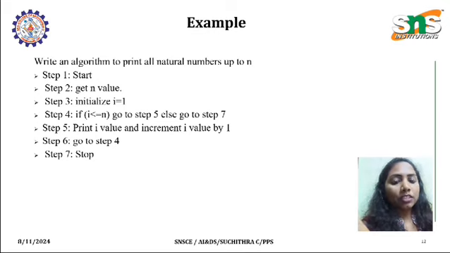The example is printing all natural numbers up to n. Step 1, start. Then we get the n value and initialize i equal to 1. If i is less than or equal to n, go to step 5, else go to step 7. Step 5 is print the i value and increment i by 1. Step 6 is go to step 4, and step 7 is stop.